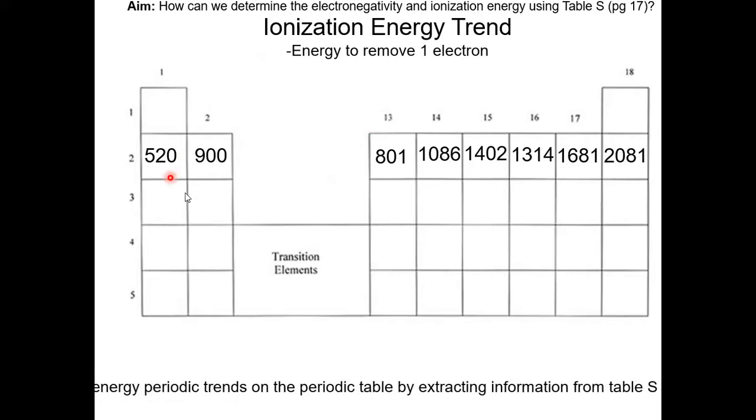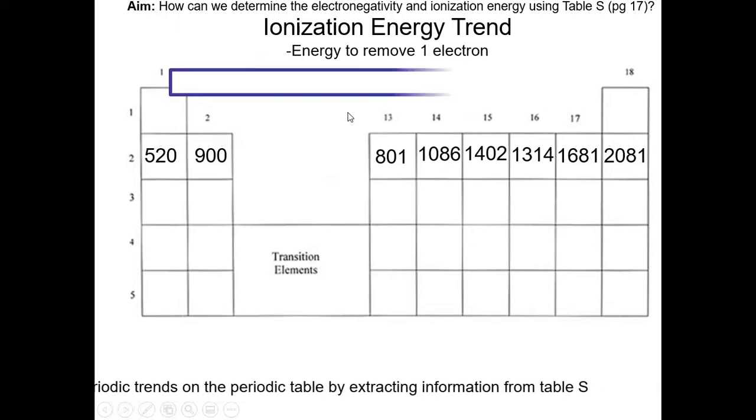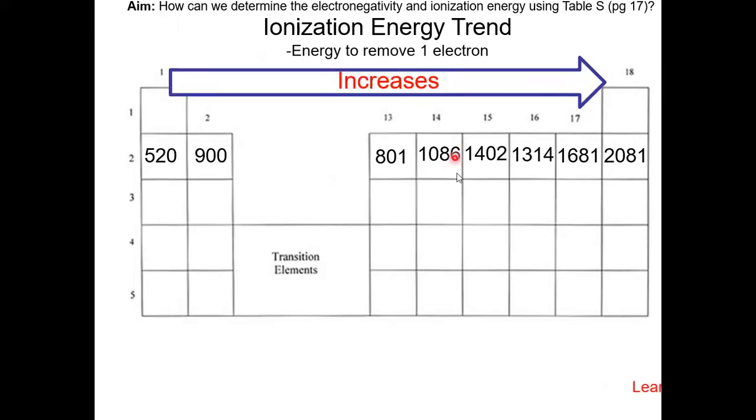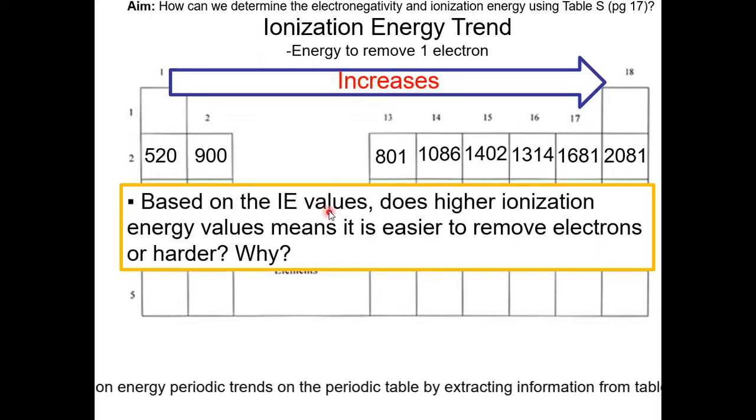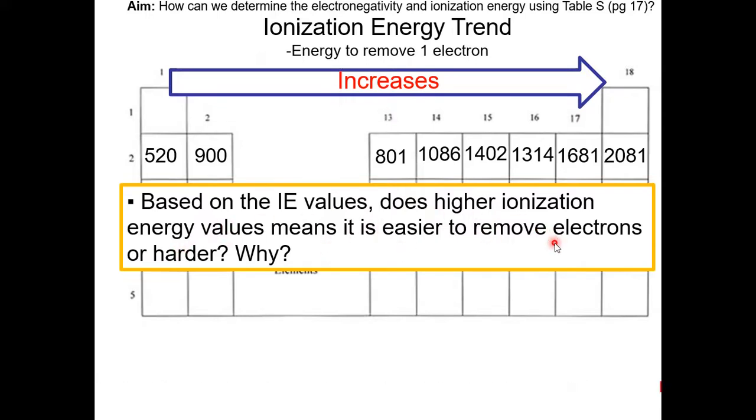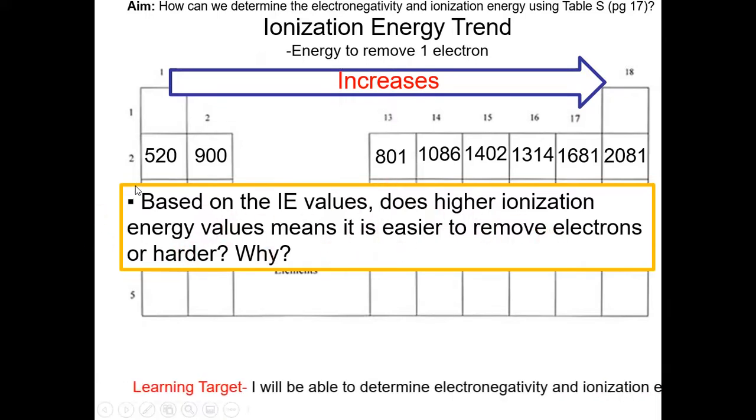So what is the overall trend here? It is increasing across the period. Notice there are some exceptions, but there is an overall pattern. Based on the ionization energy values, does higher ionization energy mean it's easier or harder to remove electrons? Why? We know as we go across period 2, the effective nuclear charge increases. So the elements on the right of the periodic table have a stronger nucleus than elements on the left. A stronger nucleus will hold on to electrons tighter than a weaker nucleus.